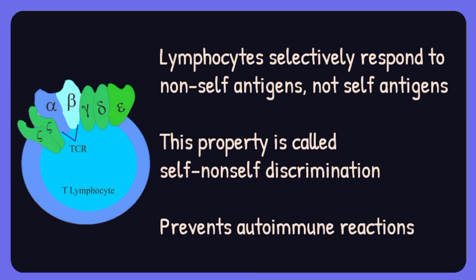Lymphocytes selectively respond to non-self antigens, not self-antigens. This property is called self-non-self discrimination, and it prevents autoimmune reactions.